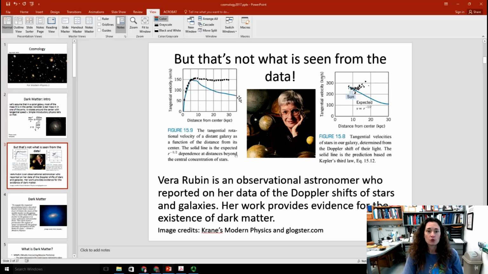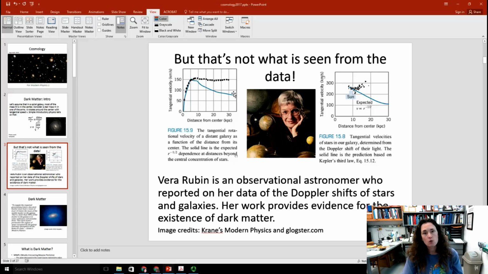Okay? So if you look at this graph in the upper left-hand corner here, the blue curve would be what would be predicted by Newton's laws based upon the mass that can be seen through the luminosity of the galaxy. Okay, so the blue curve would predict that. And then the dots, those are data from stars that she actually saw and observed in the galaxy.